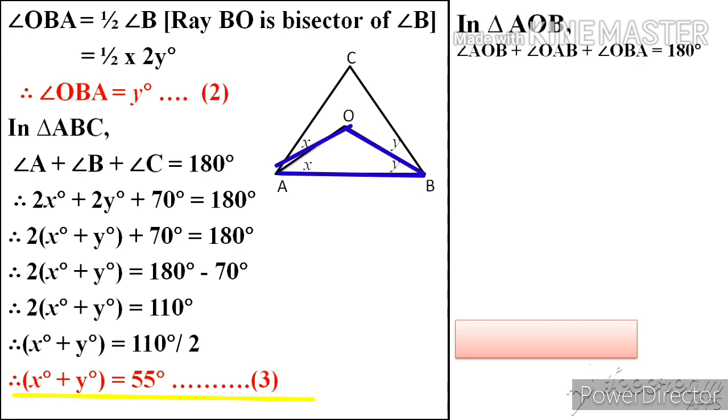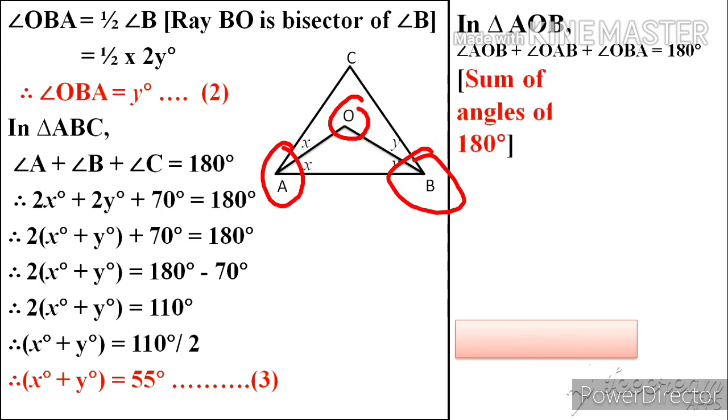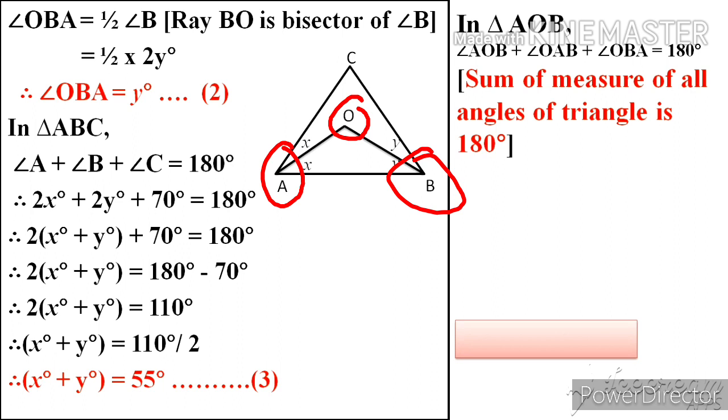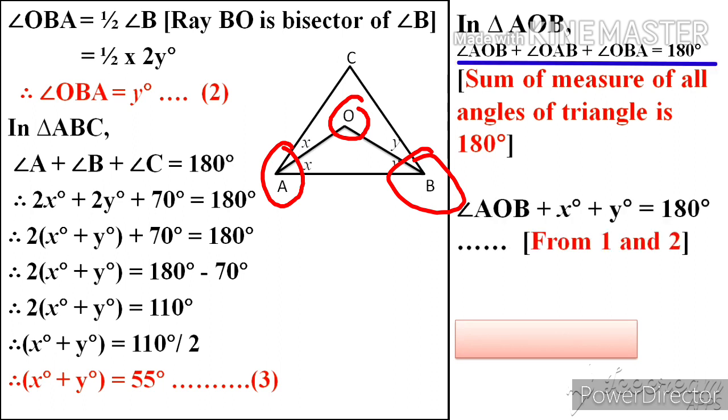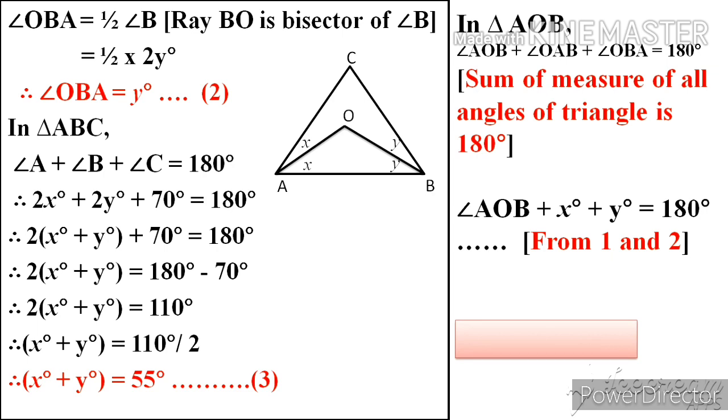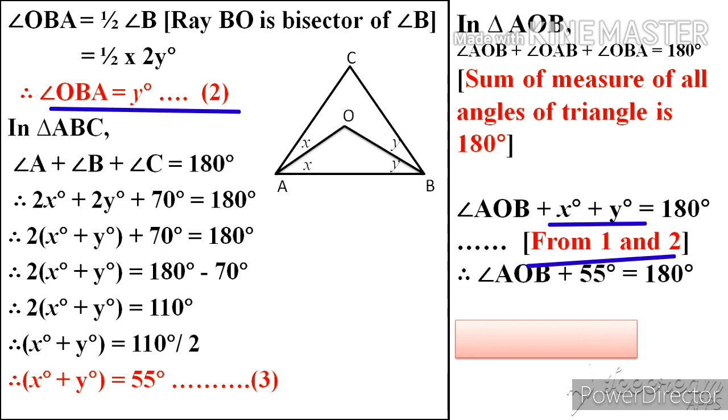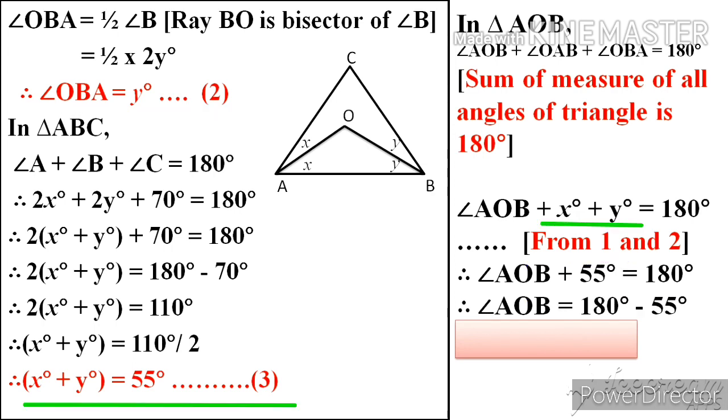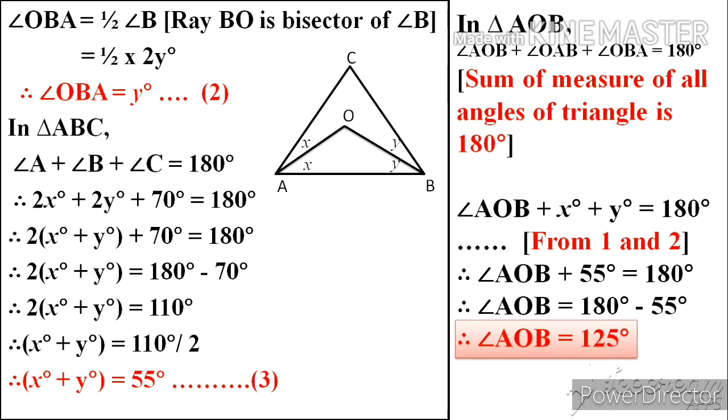In triangle AOB, if we add all the three angles of given triangle AOB, angle AOB plus angle OAB plus angle OBA equal to 180 degree. Sum of measure of all angles of a triangle is 180 degree. Angle AOB plus x degree plus y degree equal to 180 degree we get from first and second. Therefore, angle AOB plus x plus y we get 55 degree from the equation number 3 equal to 180 degree. Angle AOB equal to 180 degree minus 55 degree. Here we get angle AOB equal to 125 degree.